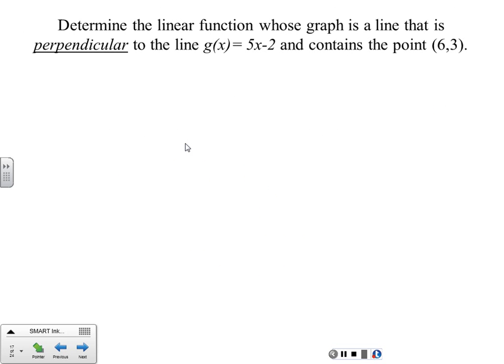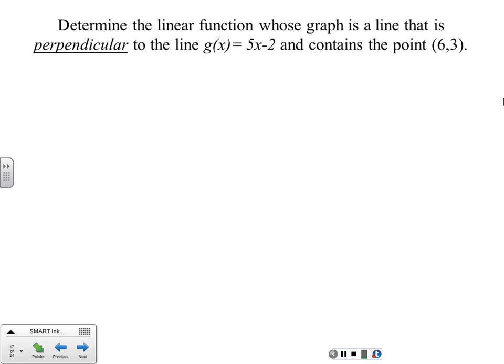Okay, so let's go with perpendicular. It says determine the linear function whose graph is a line that is perpendicular to the line g of x is equal to 5x minus 2 and contains the point 6, 3. In order to write a linear function, what must you know? Slope. I didn't give it to you, did I? Kind of, sort of, in a roundabout way. Okay, this is going to be math chaos, so we can do this.